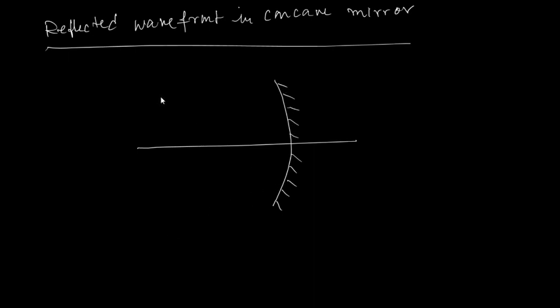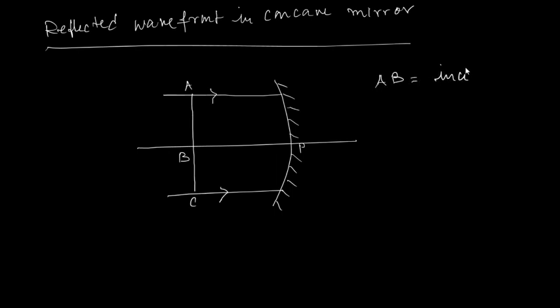Now the incident rays come like this. Now which is the incident wavefront? The perpendicular line. This is the incident wavefront. So let me call this B, right? And you know this is the pole of the mirror. When they come from the distant place, they are parallel and we have drawn the incident wavefront. So AB is the incident wavefront.